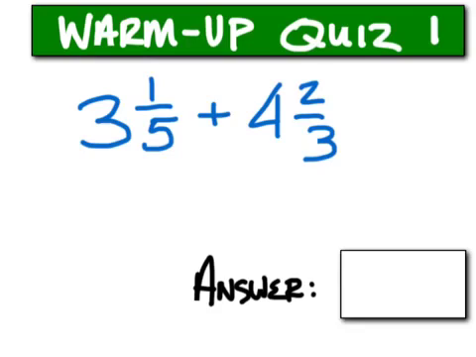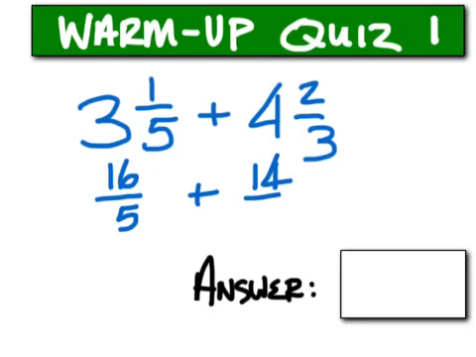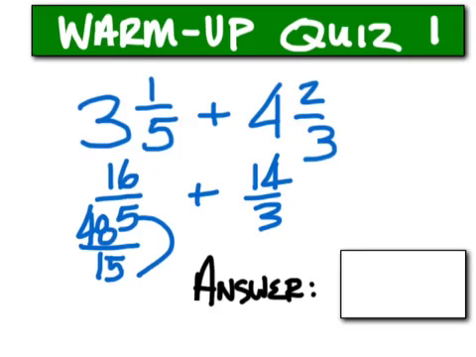The solution for this is to change them both to improper fractions first. This would be 16 over 5 to start with. This would be 14 over 3. The common denominator must be 15. So if I'm multiplying by 3 here, this will be 48.